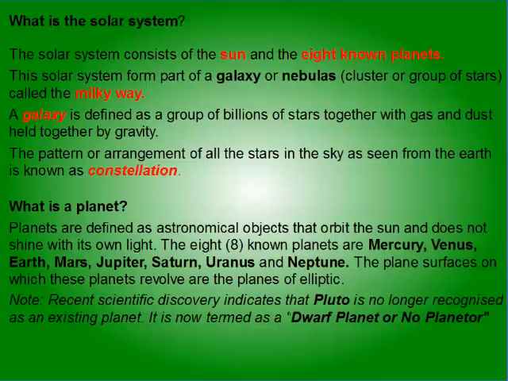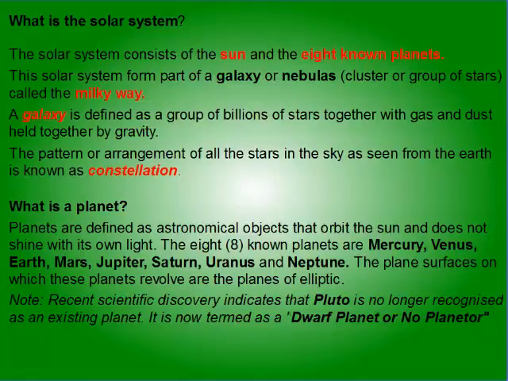So we're going to look at the solar system, and we say that the solar system consists of the Sun and the 8 known planets. This solar system forms part of a galaxy, and a galaxy is a cluster or group of stars, and that galaxy is called the Milky Way. As I said earlier, a galaxy is defined as a group of billions of stars together with gas and dust held together by gravity. The pattern or arrangement of all the stars in the sky as seen from the Earth is also known as a constellation.